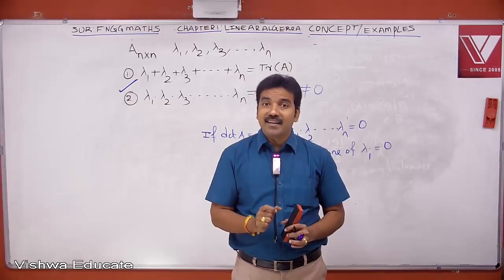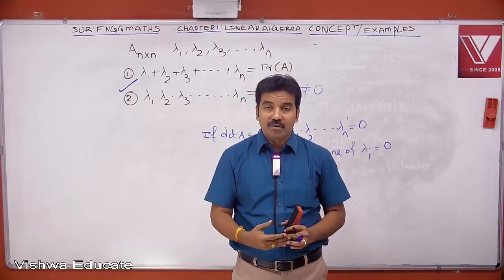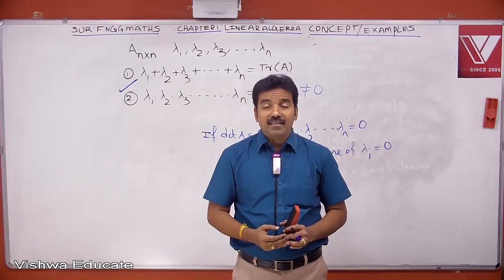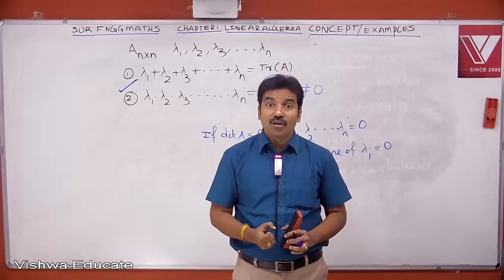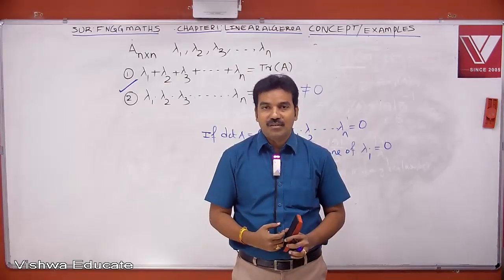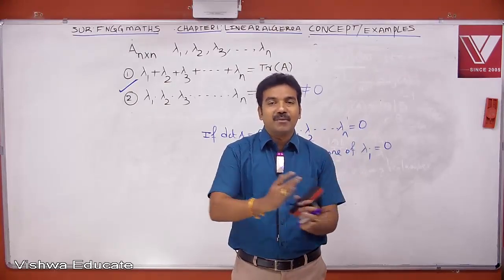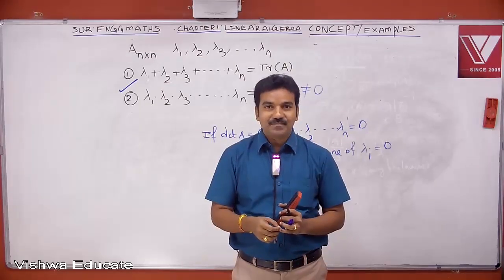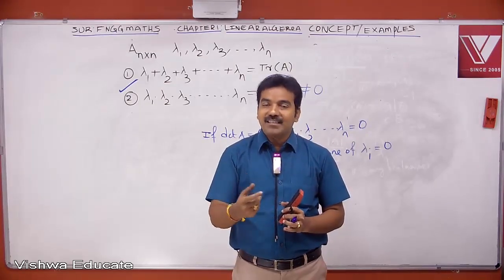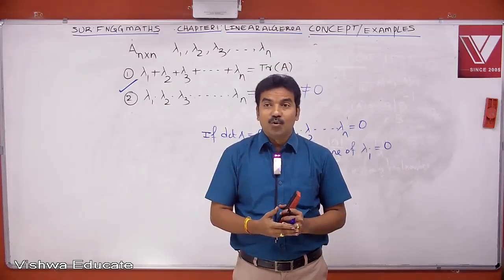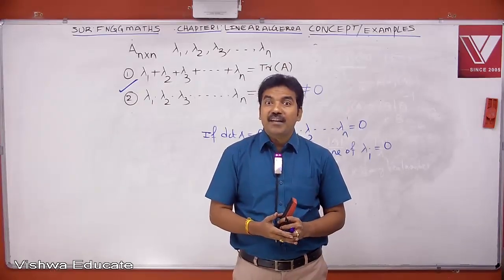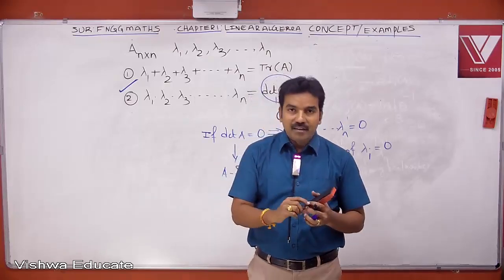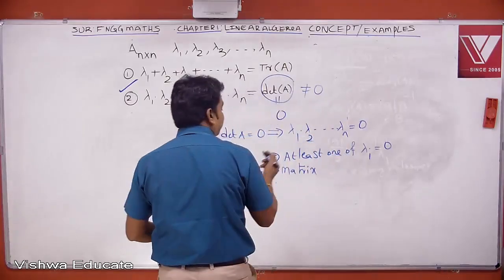Let me give one more example. Suppose A is a 10 cross 10 matrix whose rank is 5. That means 5 eigenvalues are non-zero numbers and 5 eigenvalues are zeros. 50% of eigenvalues are 0, 50% are non-zero. So based on the options, you can easily get the result. Suppose A is a 17 cross 17 matrix whose rank is 15. So 15 eigenvalues are non-zero and the remaining 2 eigenvalues are 0. Let me generalize this.